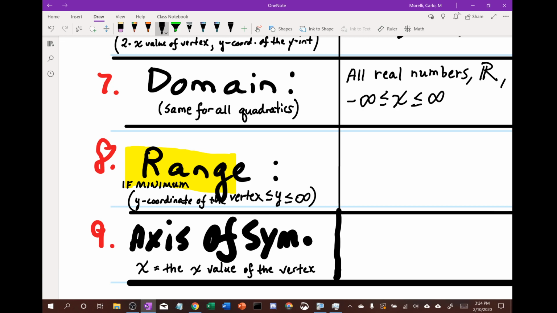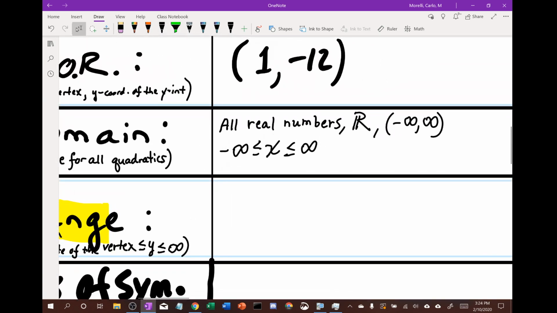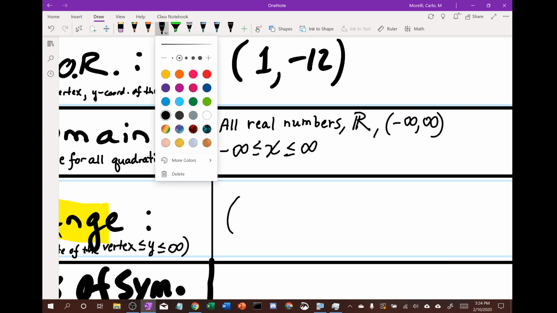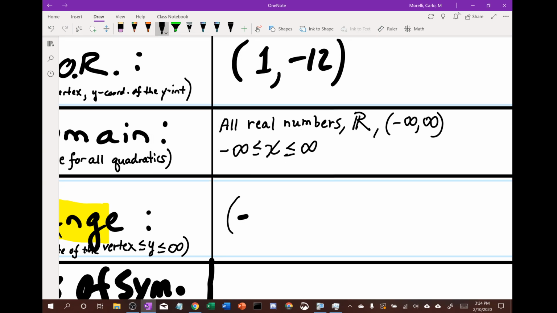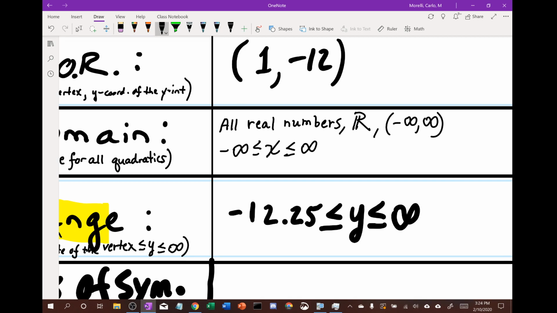Negative 12.25, right? So, good job, Michael. We are at negative 12.25. I don't need this open parentheses. Negative 12.25 less than or equal to y less than or equal to infinity. Okay.